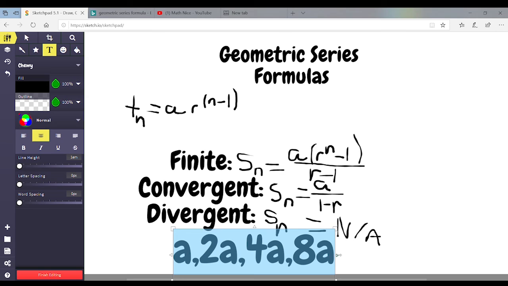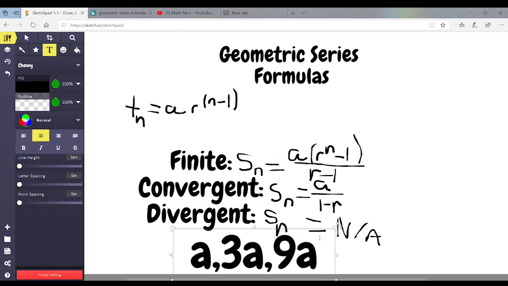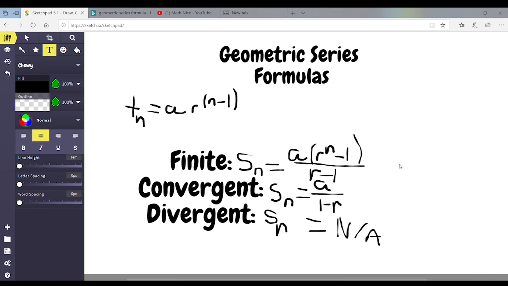Now with a finite series, it's different, because you choose the number to stop at. So let's say you had some finite series a, then 3a, then 9a, and you wanted to stop at 9a, you want to get the sum of all these, you would get 13a is the sum, right? So that sums up all of the formulas for geometric series.